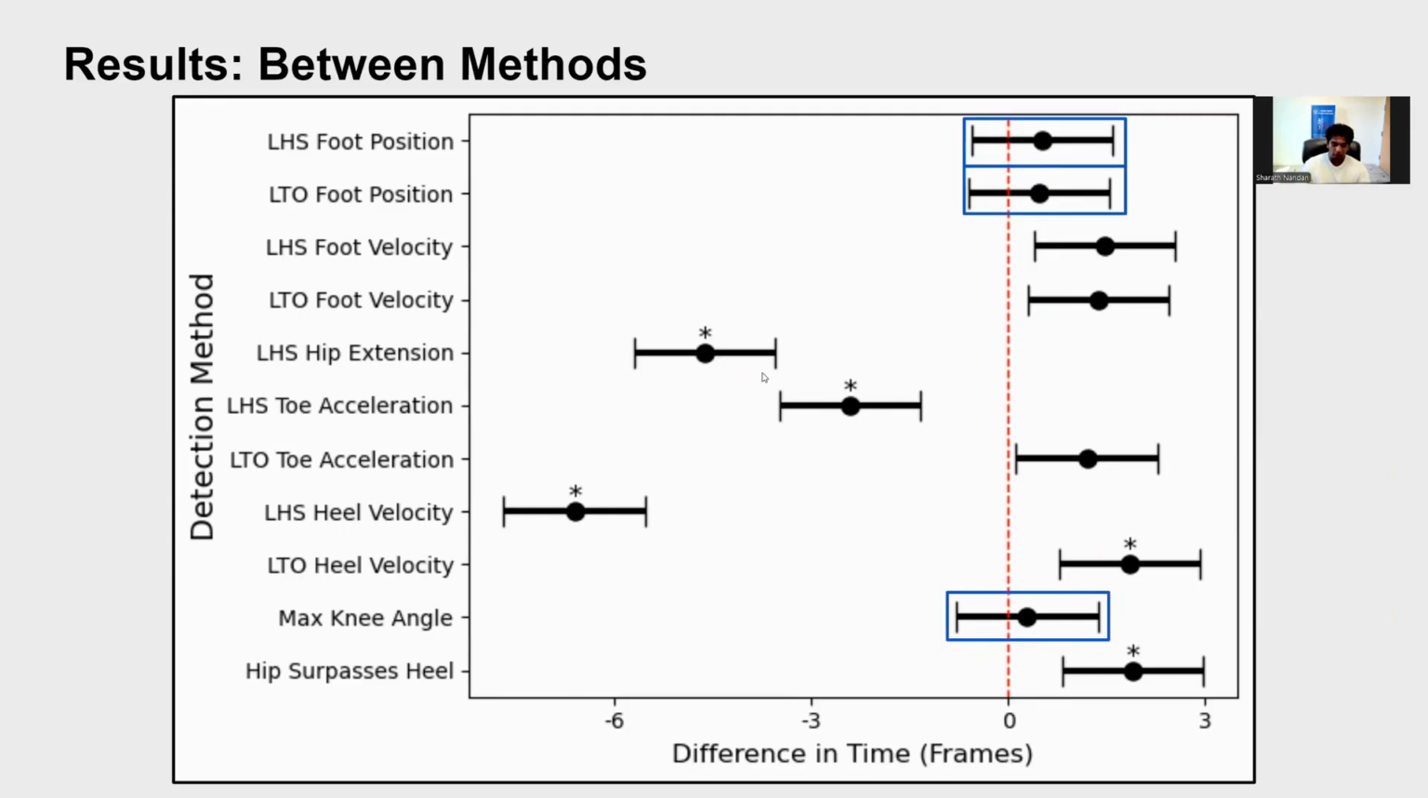Now, if we look at the others, many of the remaining ones have an asterisk over them. This asterisk indicates that these methods are significantly different from the baseline using the Bonferroni corrected p-value. So why is this important? These methods with an asterisk may miss key features of the gait cycle or be more sensitive to the variability in walking speed or limb movement.